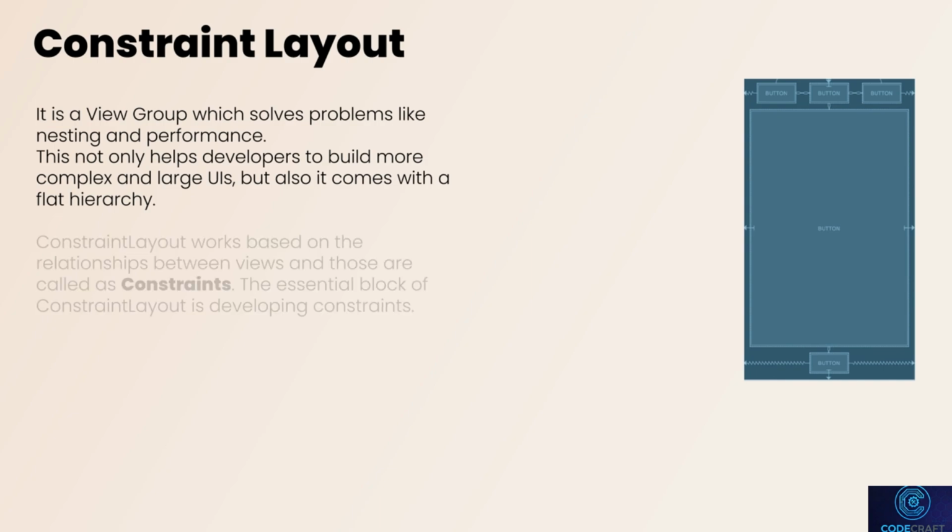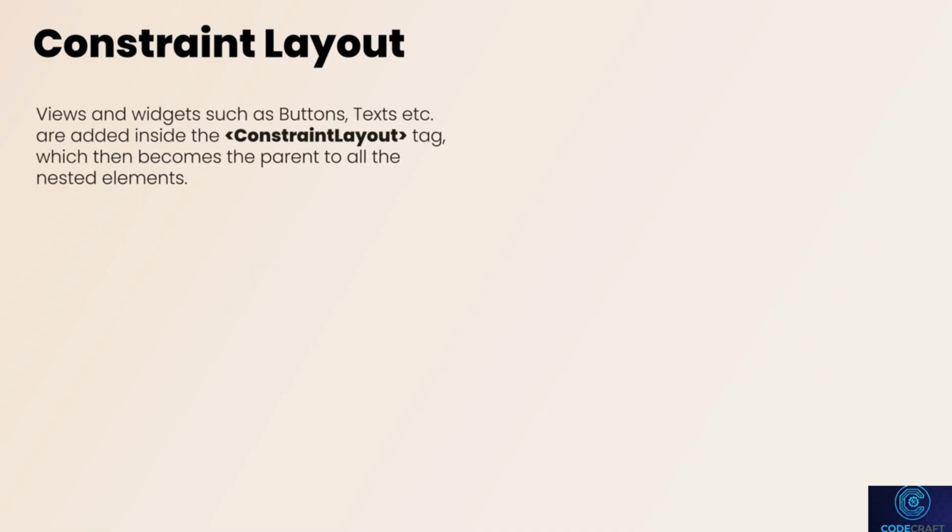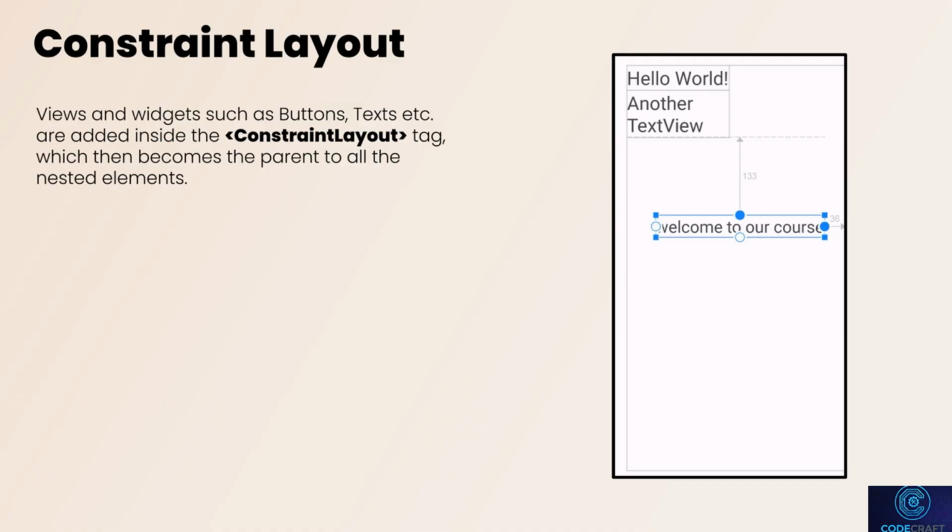The core concept of constraint layout is constraints, which define how child views are positioned and sized relative to each other and to the parent layout. Constraints are set by specifying the connections between the edges of a view and other views or the parent layout. Views and widgets such as buttons, text, and others are added inside the constraint layout tag, which then becomes the parent to all the nested elements.